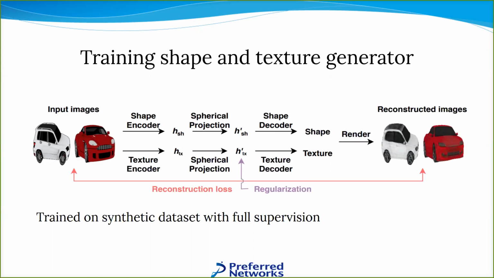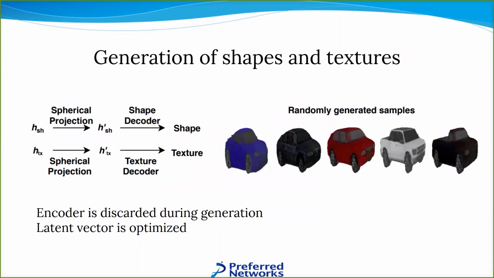As we would like our generator to produce plausible shapes and texture for any latent vector supplied to the decoder, we project the latent vectors onto a hypersphere to ensure smooth traversal without collapsing. The encoder-decoder architecture is trained using synthetic views of 3D car models taken from the ShapeNet dataset. During the optimization, we discard the encoder part and only use the decoder part of the trained network, and we optimize the latent vector.